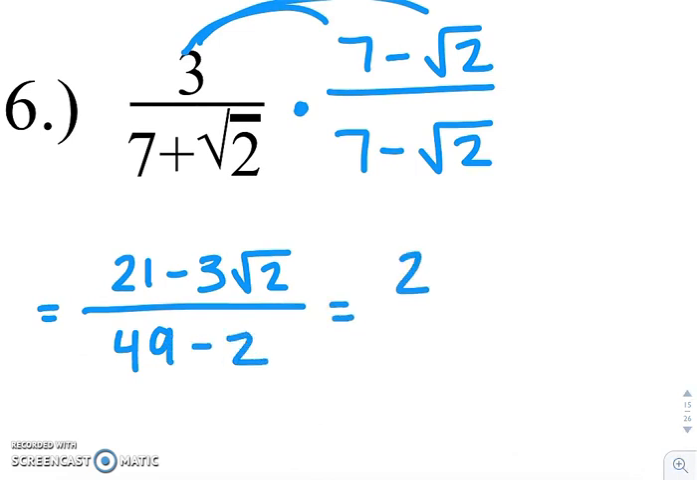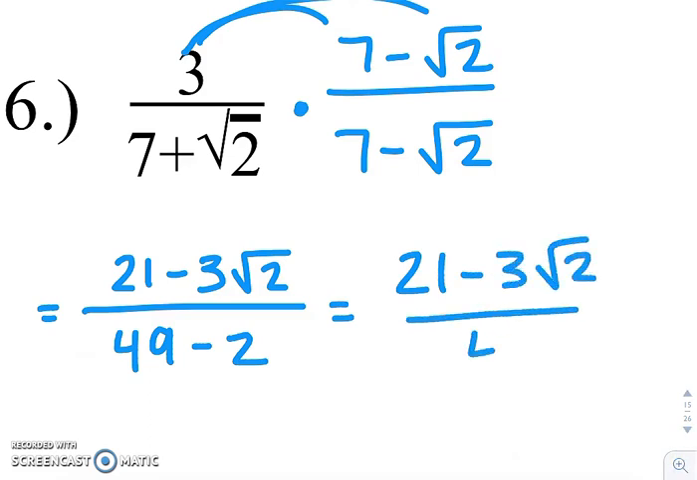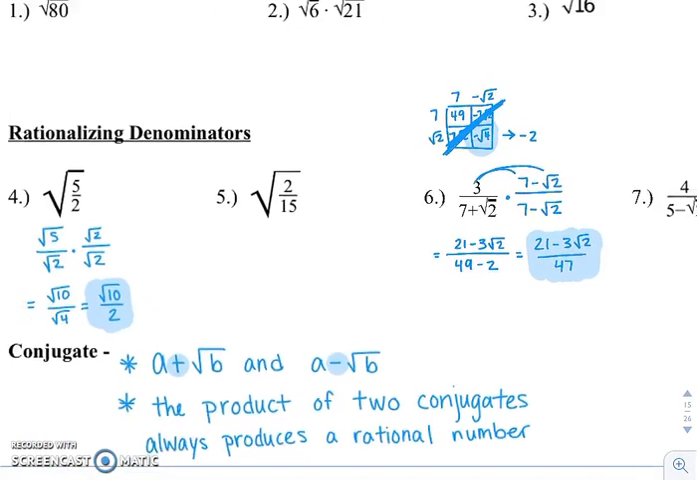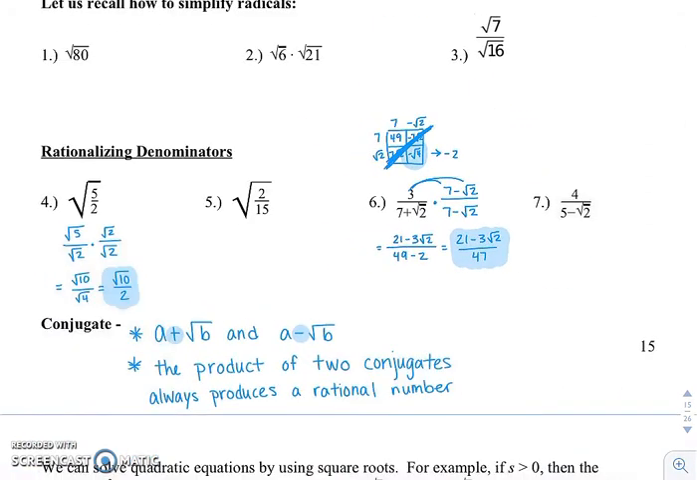So we get 21 minus 3 square root 2 over 47. You do always want to check and make sure that those 3 coefficients, those constants, can't be reduced by anything, but they can't. Nothing goes into 21, 3, and 47, so you guys are good. That is in simplest form. There's no roots or radicals left in our denominator. So why don't you guys try 5 and 7?